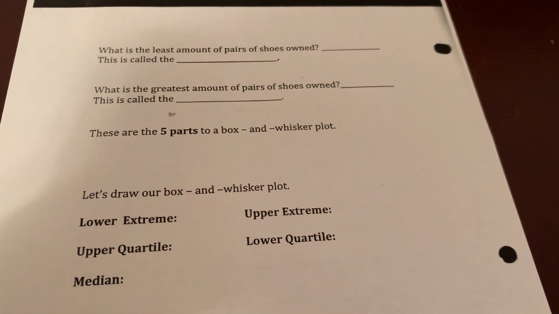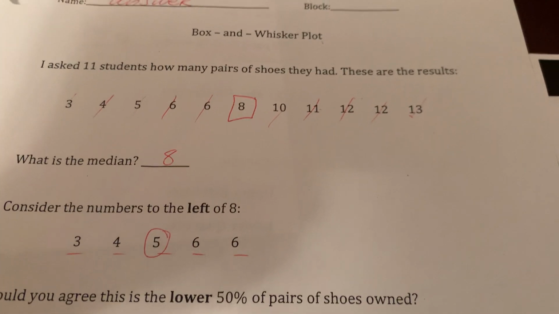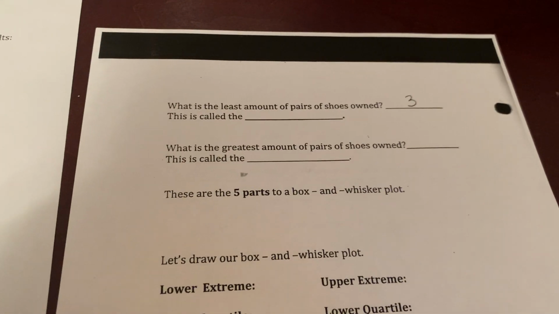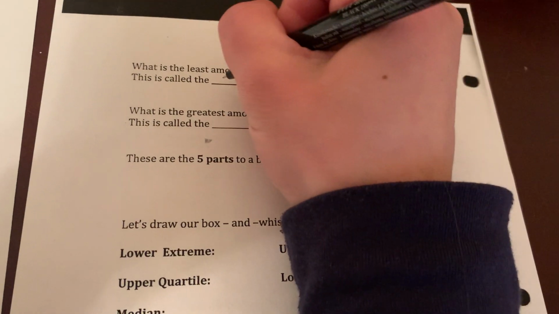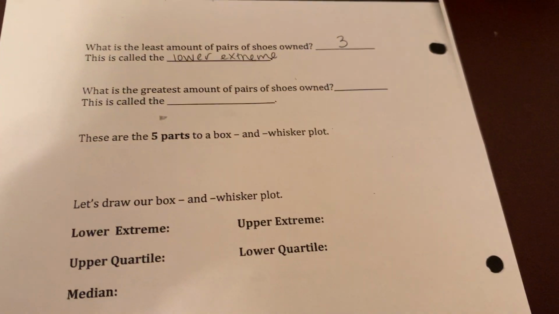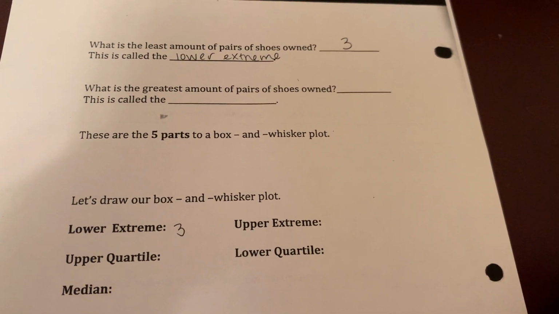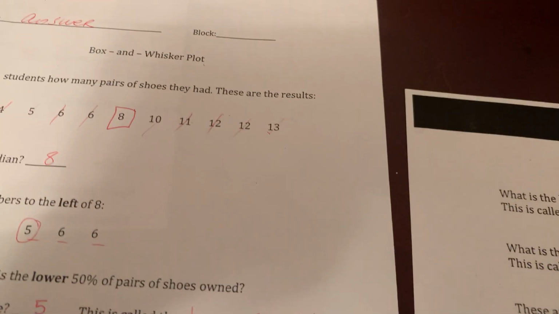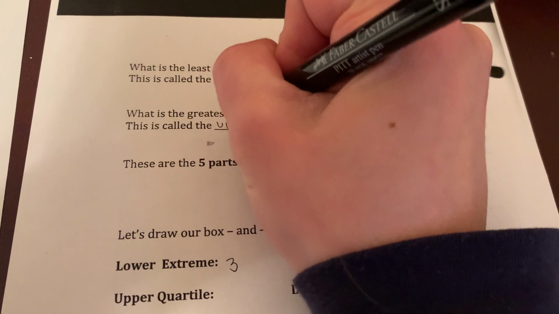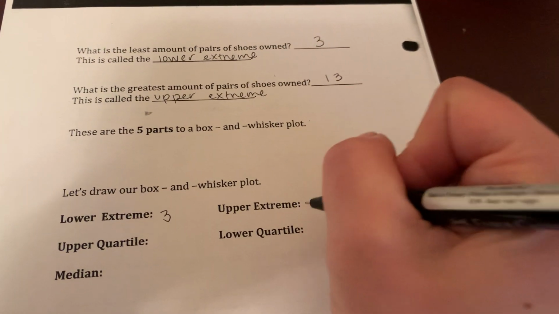It says, what was the least amount of pairs of shoes owned? Well, if you go back in your notes and look, that would have been 3. This is called the lower extreme. So that's our lower extreme. How many pairs of shoes were owned, the highest amount? That was 13. So that's called our upper extreme. Extremes are like way out there. So 13 was our upper extreme.